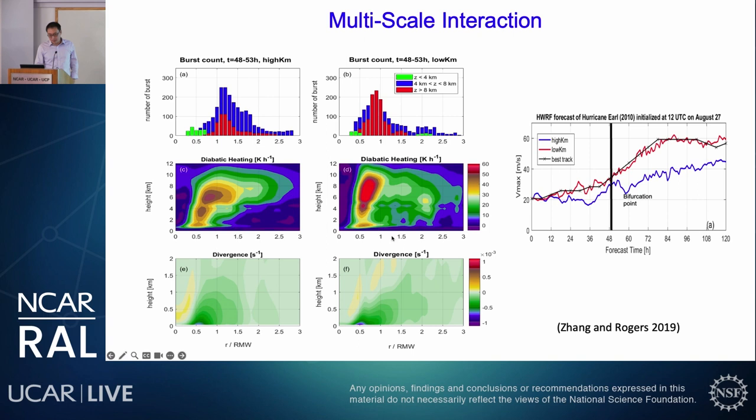So basically, the point is that we look into the linkage between the boundary processes and the upper levels. They are essentially connected. So when we change the boundary process, that also links to the shallow and also deep convection.